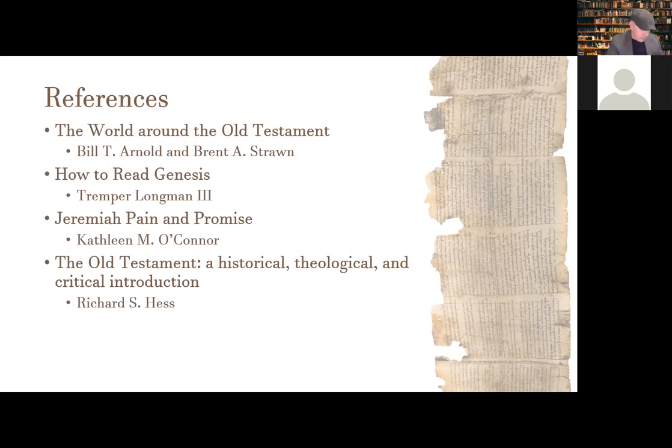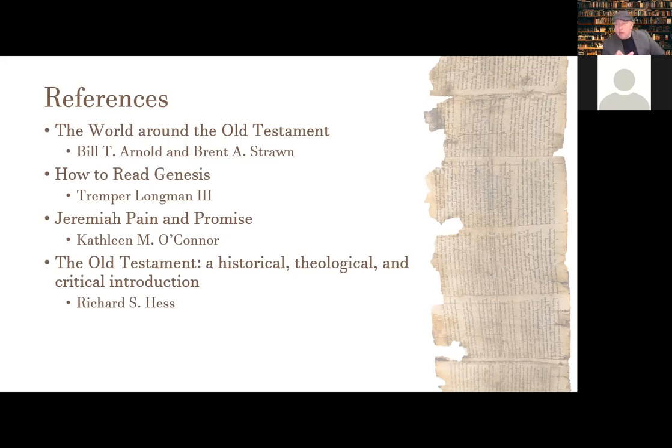How to Read Genesis. That was a book I referenced by Tremper Longman. It gives you an idea of how you can approach each book. Genesis being the foundational book of the Bible, I think you should start with this one. Jeremiah: Pain and Promise is Kathleen O'Connor's writing. Very short, very easy read, but a very impactful read on Jeremiah and how to understand it. And of course, I shared Old Testament from Richard Hess earlier.